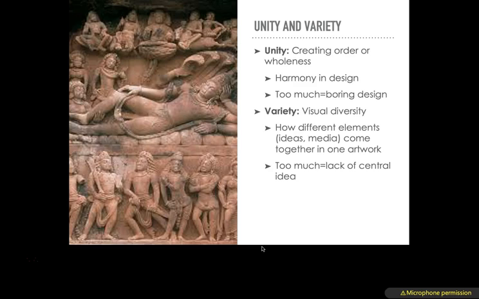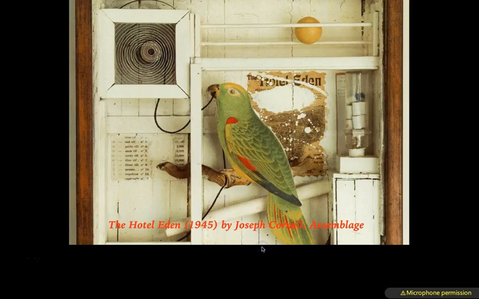So look at this relief work here depicting a Hindu god reclining with various people around him. We have this figure of the god standing out and creating variety. We also have variety in the different poses of the people down below and above, but these characters also express unity because of their hairstyles and how they are dressed. Here's an assemblage called the Hotel Eden from 1945 by Joseph Cornell. Consider the elements that are unified and show unity and those that show variety in this work.